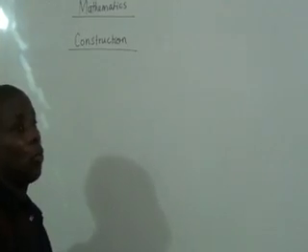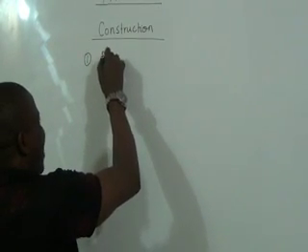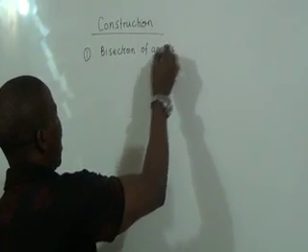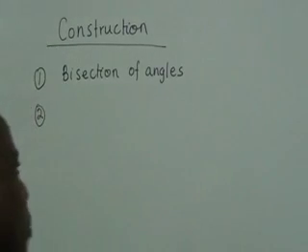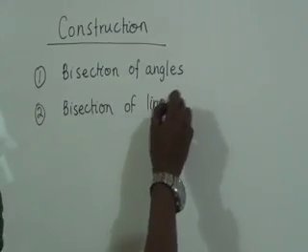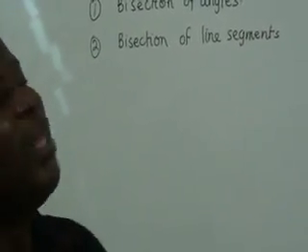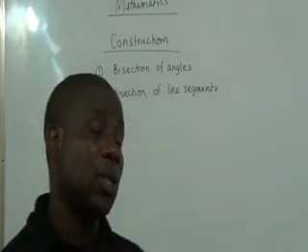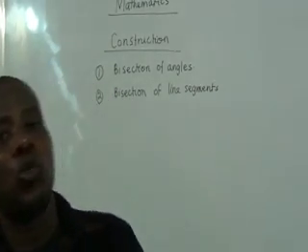Two things we are going to look at today are, number one, how to bisect angles, so bisection of angles. And the second thing we are going to consider is bisection of line segments. Bisection simply means dividing something into two equal parts, the act of dividing something into two equal parts.